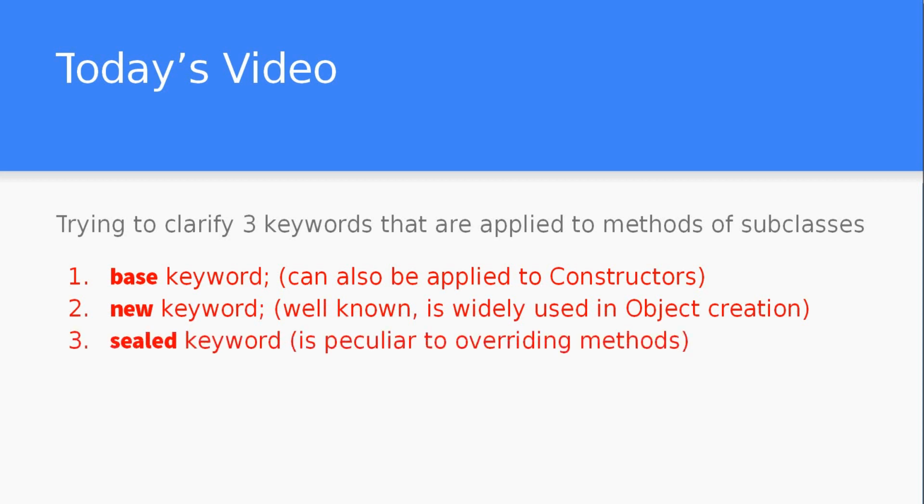Then we are going to see the sealed keyword, which is applied to overriding methods in subclasses, and is actually applied to methods that are derived in the subclass from relative methods in its parent class. This is a very specific situation, and we are going to study later in this video how to use it.